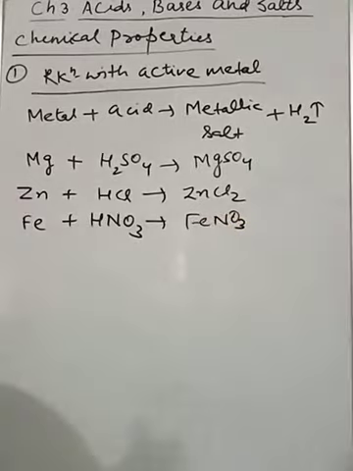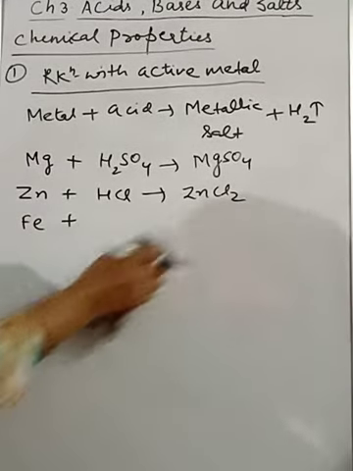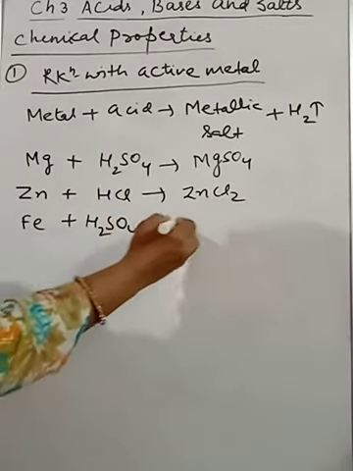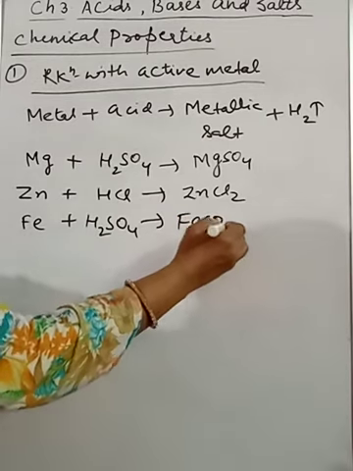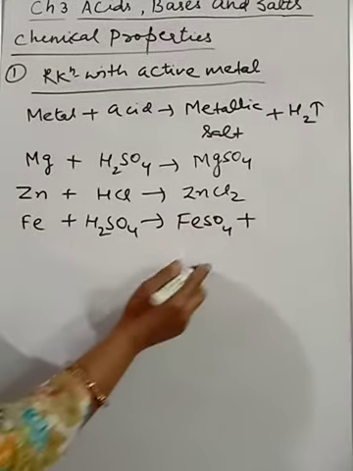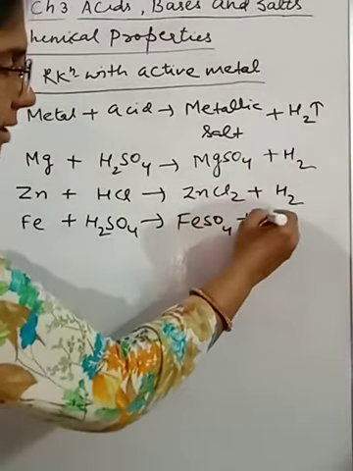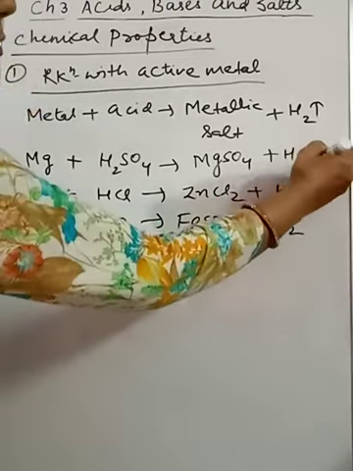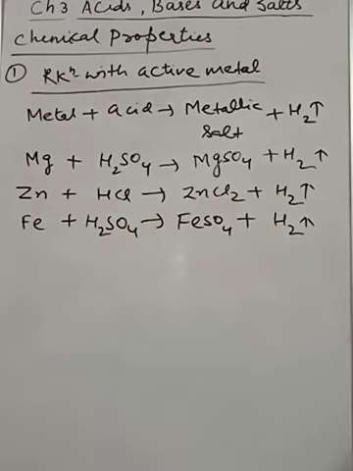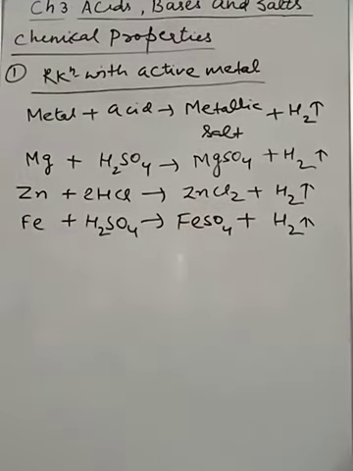FeNO3. Sorry children, just now I told you we can't use HNO3. By mistake I have written it here; we can take H2SO4 or HCl. So when we take H2SO4 we will get FeSO4, and when we take HCl we will get FeCl2 plus hydrogen gas. In all cases hydrogen gas is common here. You will give the symbol of hydrogen gas and check the part. If you have to balance, please balance it.